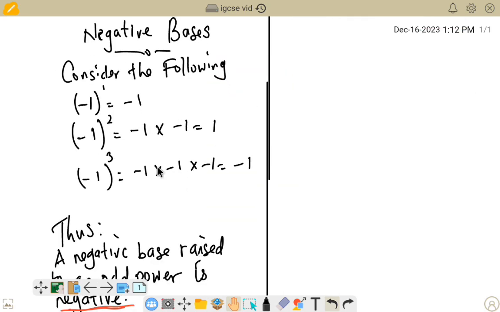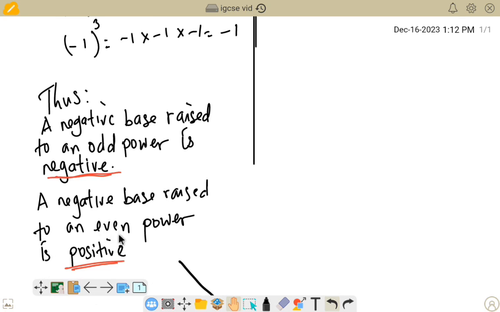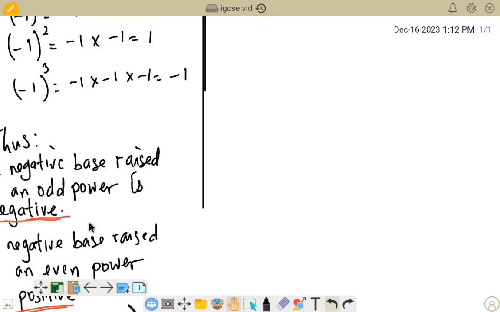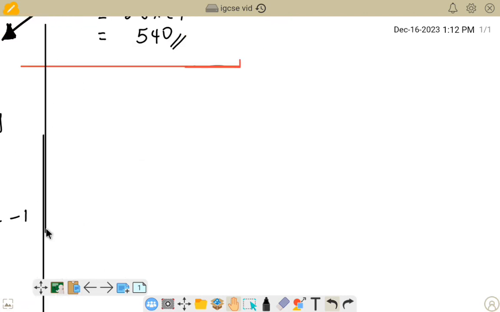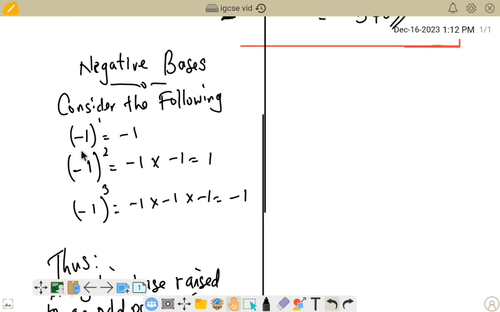Anytime you have the power as an odd number, your final answer will be negative. Anytime you have the power as an even number, your final answer will be positive. You don't need to memorize it, but it's pretty straightforward. Let me just explain it like this. From here, you see minus 1 raised to the power 1 will give you minus 1. Minus 1 squared means minus 1 times minus 1. Minus times minus will give you plus. Then 1 times 1 will give you 1.